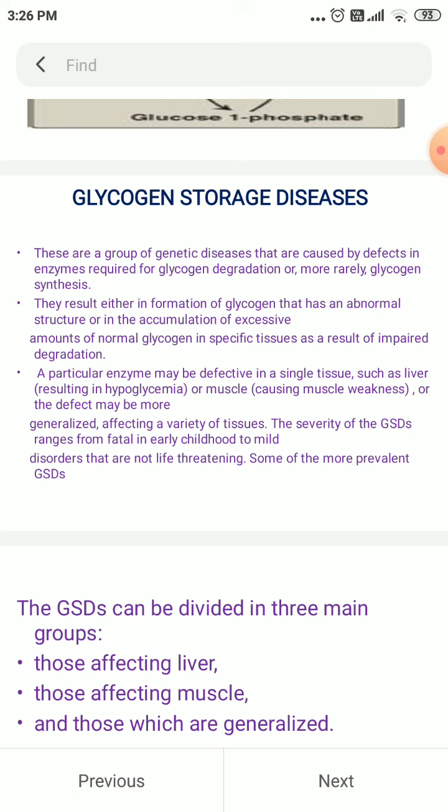The particular enzyme involved may be defective in a single tissue such as the liver, which ends up in hypoglycemia, or in muscle, which causes muscle weakness, or the defect may be more generalized, affecting a variety of tissues.